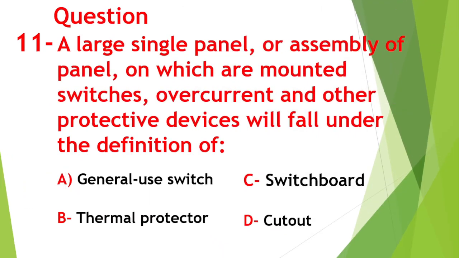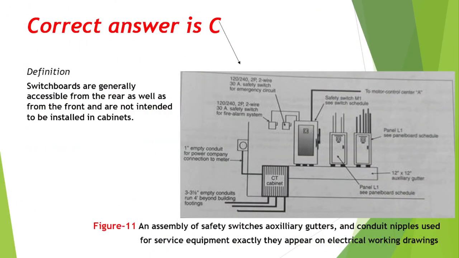Next, question number 11. A large single panel or assembly of panels on which are mounted switches, overcurrent, and other protective devices will fall under the definition of A. General use switch, B. Thermal protector, C. Switchboard, D. Cutout. Correct answer is C. See the figure.